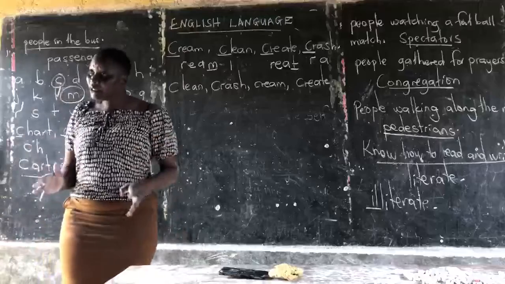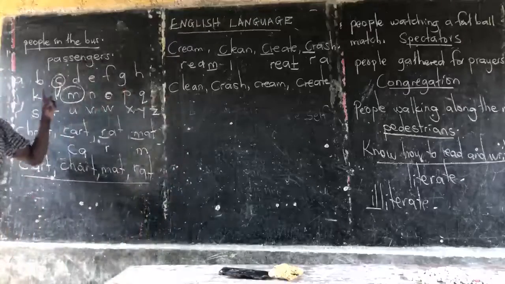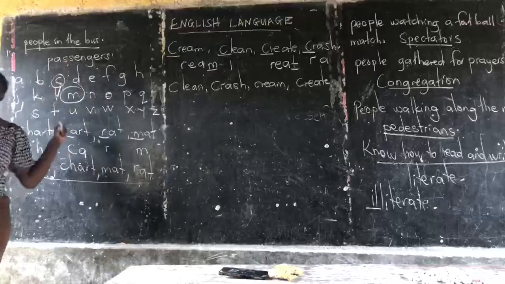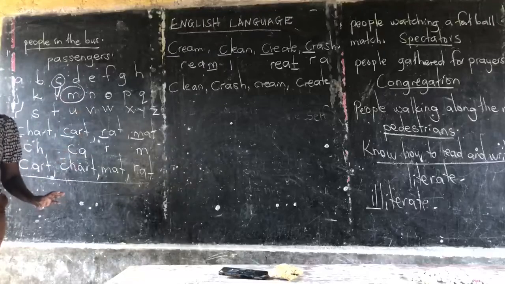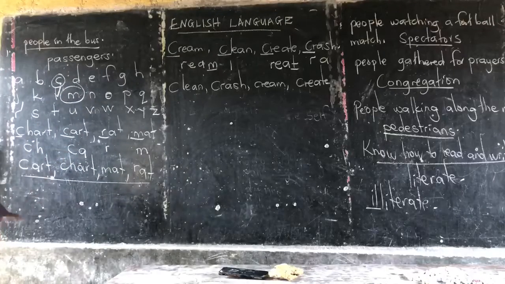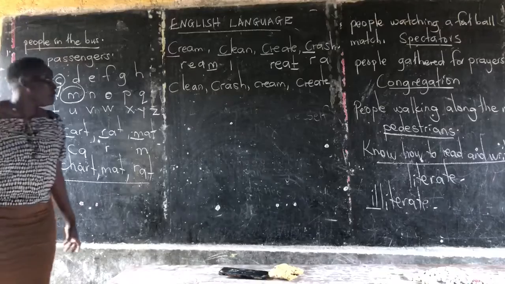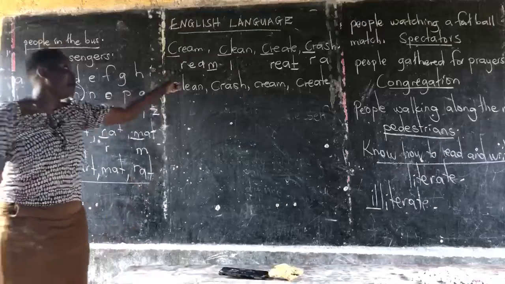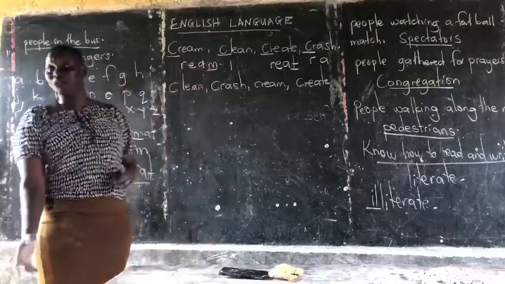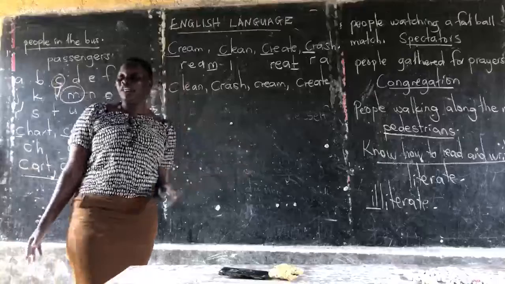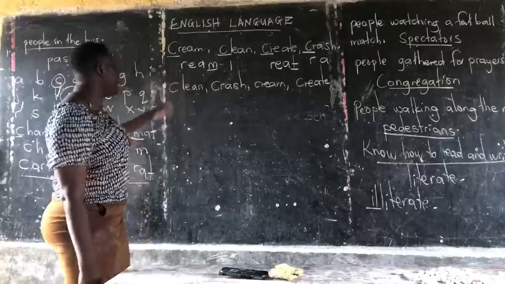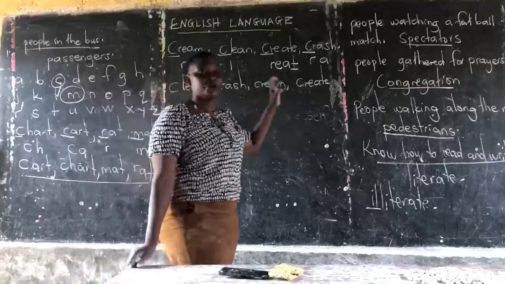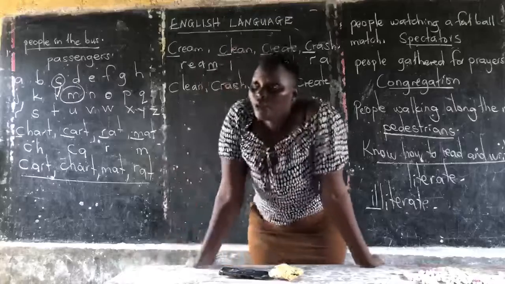Letter by letter. Once they are the same, you go to the next letter. Don't get tired. E is the same. A is the same. No. Go letter by letter, not until you complete the given word. So the answer was clean, crush, cream, and create.